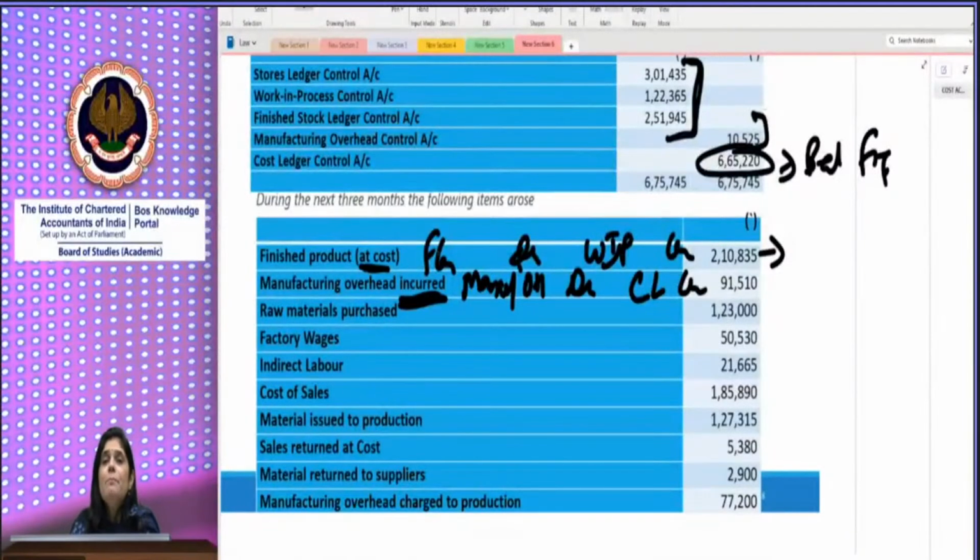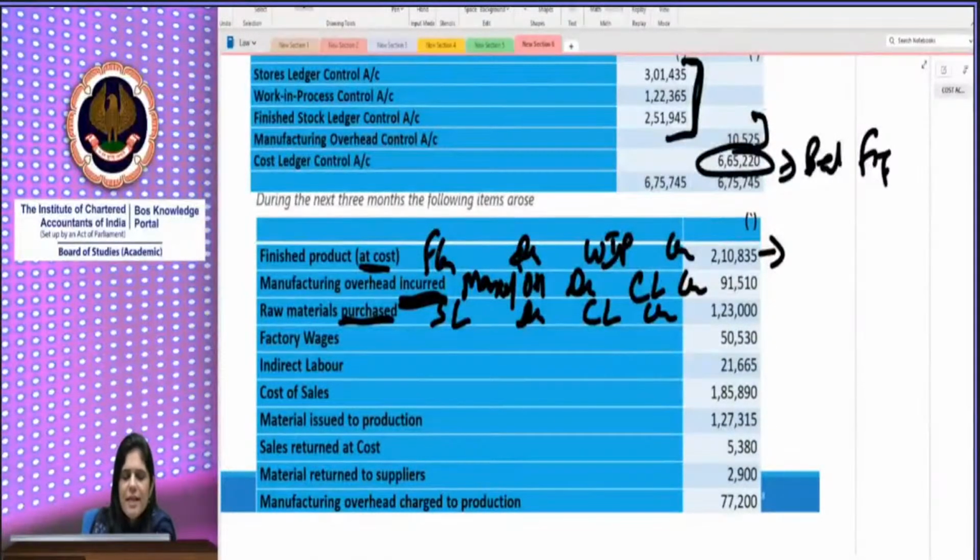Raw material purchase. You are purchasing it. Cost ledger control account has to be there. So stores ledger control account debit, and cost ledger control account will be credited. We are purchasing the raw material. So stores ledger will be debited. Cost ledger will be credited.